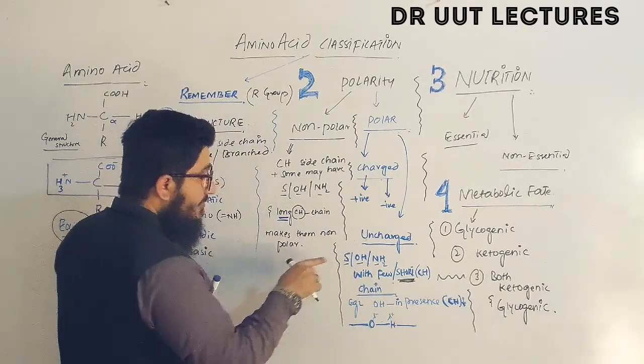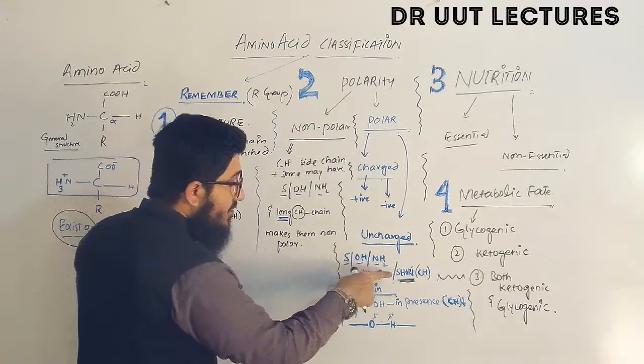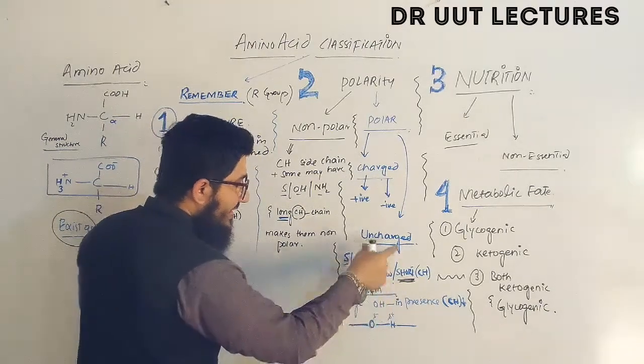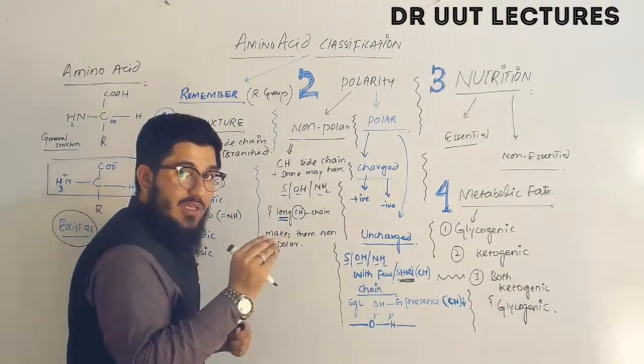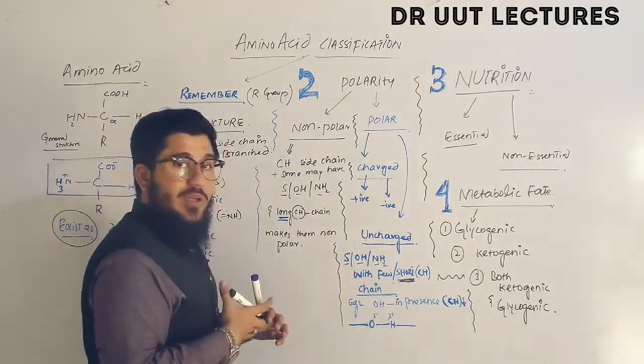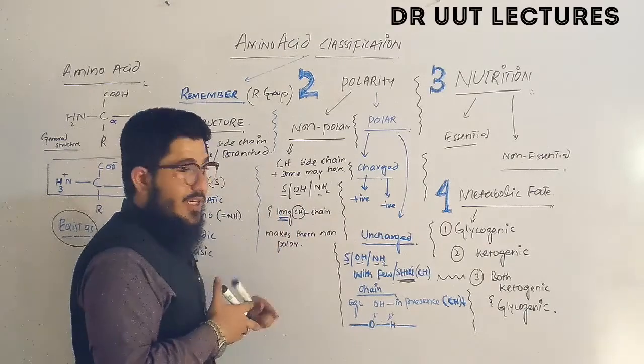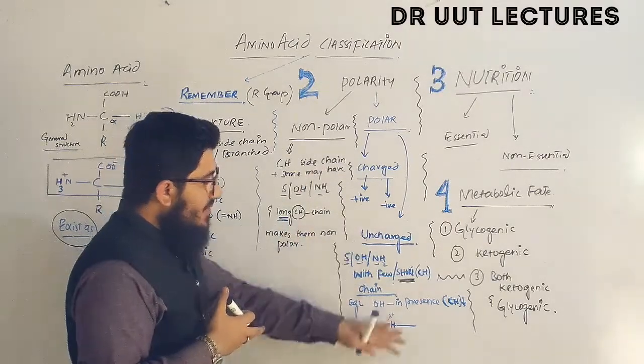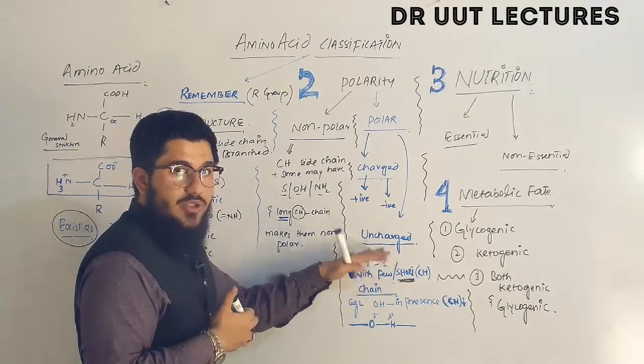And if these functional groups are attached to the short chain of the hydrocarbon, then a little bit of positivity and negativity, means a slightly charged region, will be seen there, due to which we will place those amino acids apart from the nonpolar in a specific group known as uncharged amino acids.